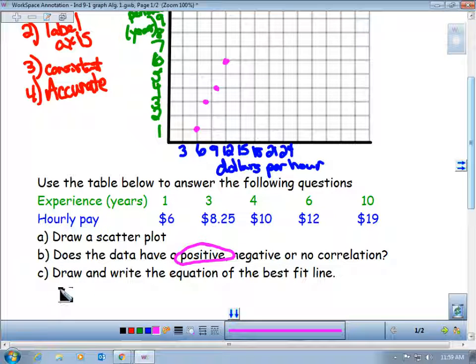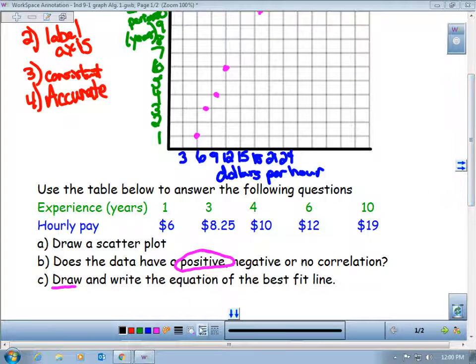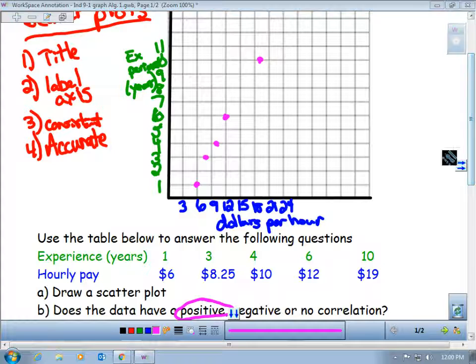The third thing they ask us to do here is draw and write the equation of the best fit line. So let's draw it first, and then we'll write it second. So all we're going to do, you can take a ruler here. I'm going to take my line tool, and we're going to draw a line that goes through this set of data, and it should be pretty close to it.